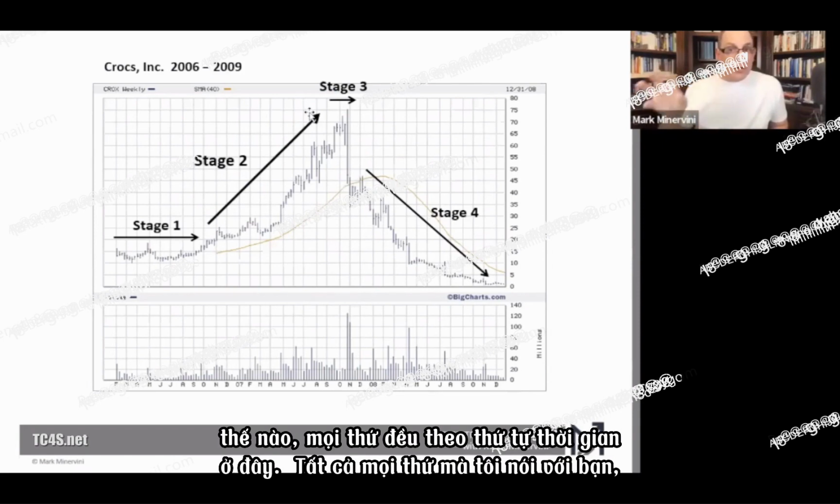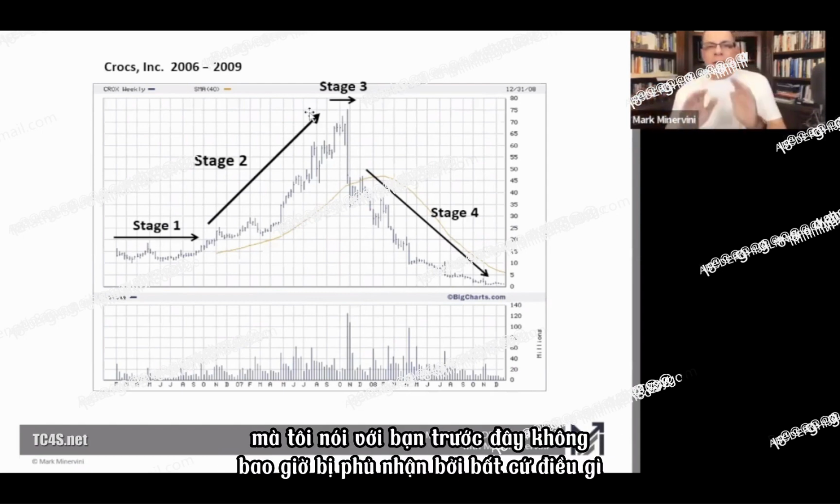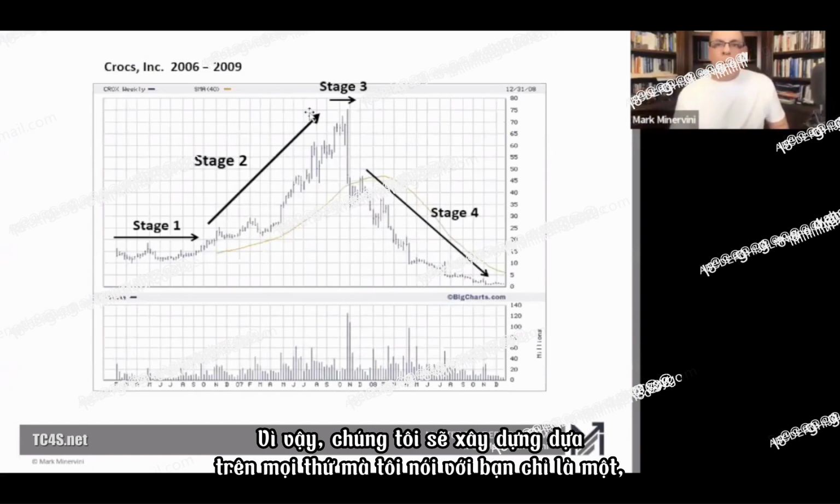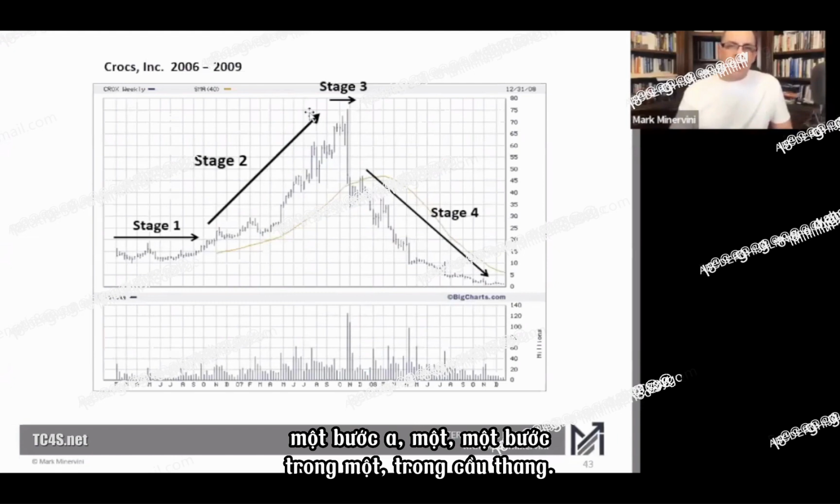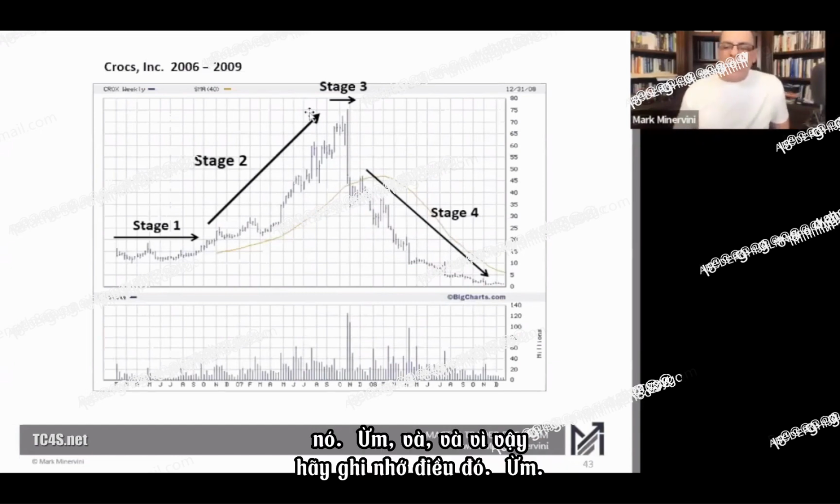See how everything's chronological here. Another point I got to make real quick, I forgot to say this: everything that I tell you previously is never negated by anything I tell you afterwards. So everything that I tell you is just a step in a staircase. We're going to keep building upon it, and so just keep that in mind.